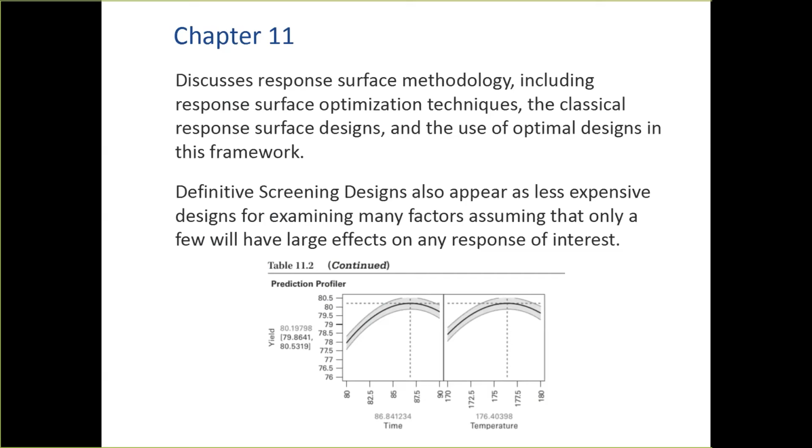We also come back and talk again about definitive screening designs, because these turn out to be less expensive, less resource-intensive ways to examine a lot of factors, assuming that only a few of them are going to have any large effects on the response, and you'll still be able to fit a classic response surface model, which is usually a quadratic model.